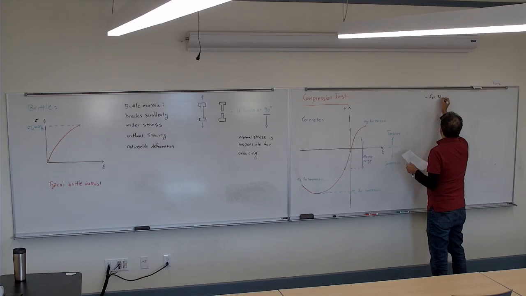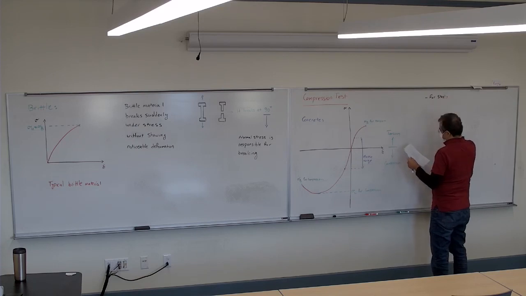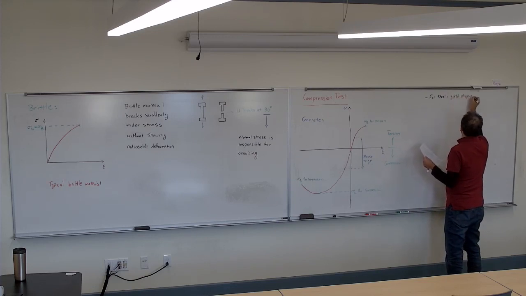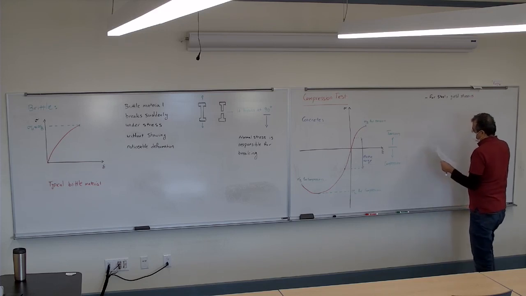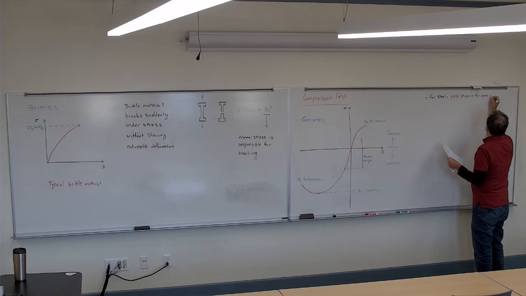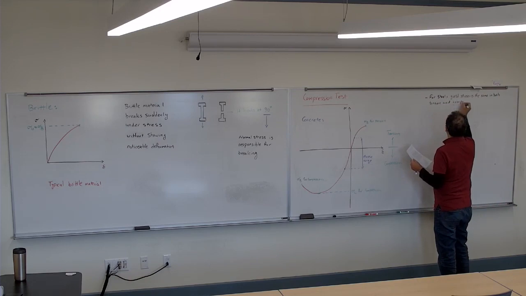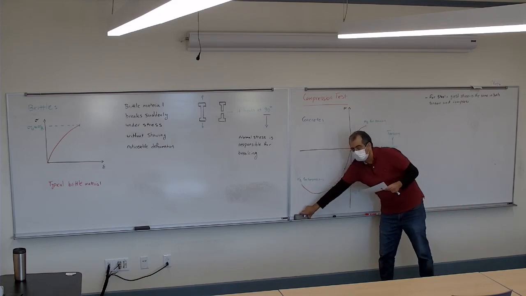For steel, the yield stress is the same in both tension and compression. So it still behaves similarly under tension and compression.